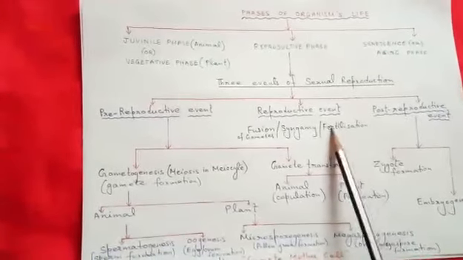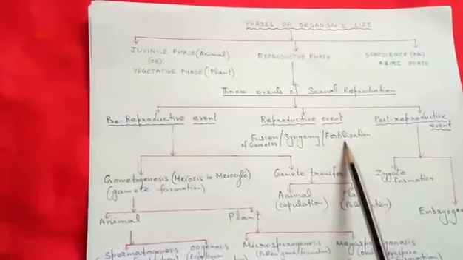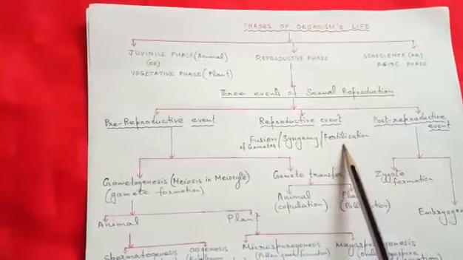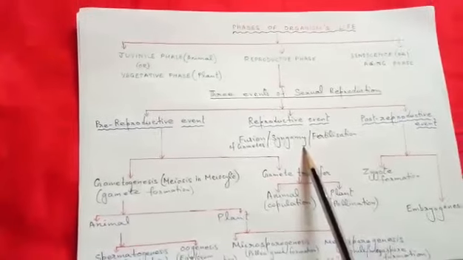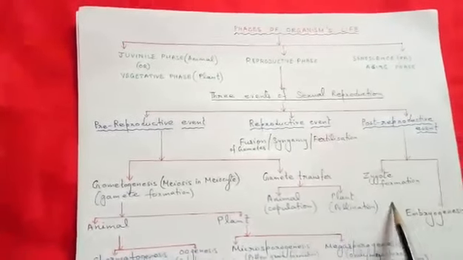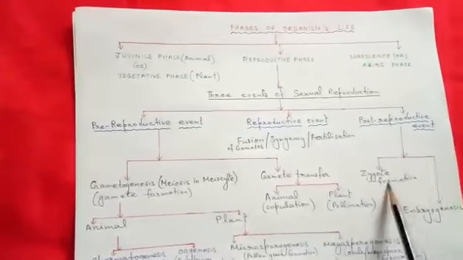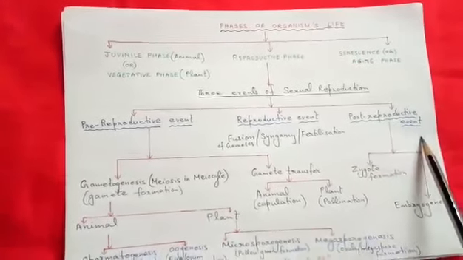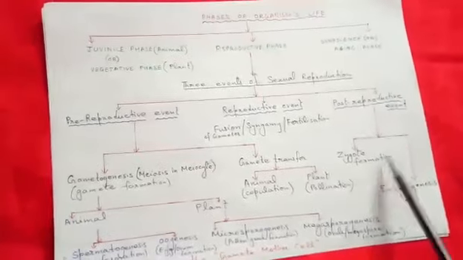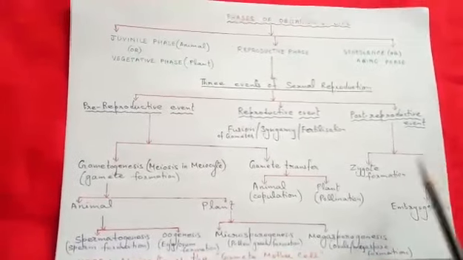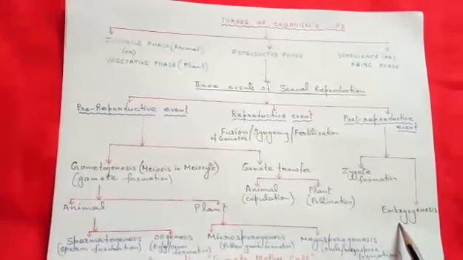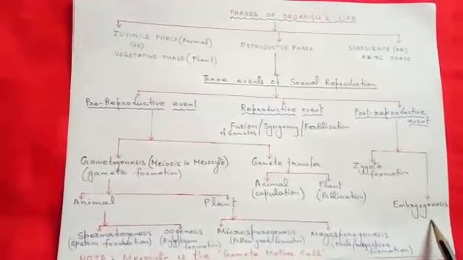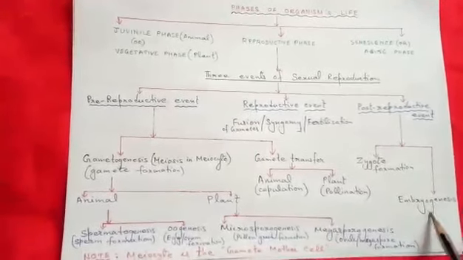Now the second event is the reproductive event, where the gametes get fused with each other, that is called fertilization or syngamy. Now after the fertilization, the zygote formation occurs. That zygote formation comes under post-reproductive event, and this zygote starts the cell division called mitosis and forms the embryo. This embryo forms into fetus in animal, and then the growth of the full baby occurs.